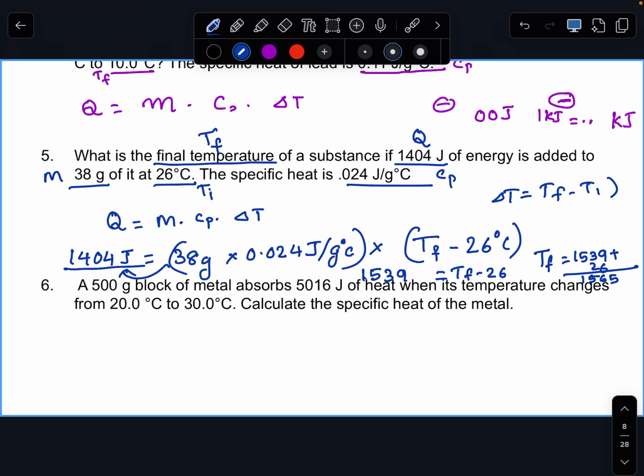So you will get 1565. Okay, now we need to round that to 2 sig fig, so your answer will be 1600. On level you can keep the same value, but advanced needs to round that to 2 sig fig, so that will be 1600 degrees Celsius.